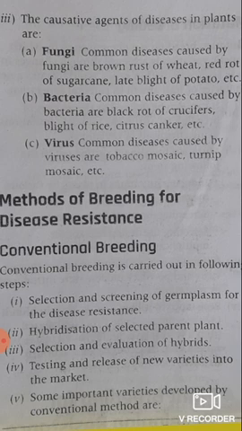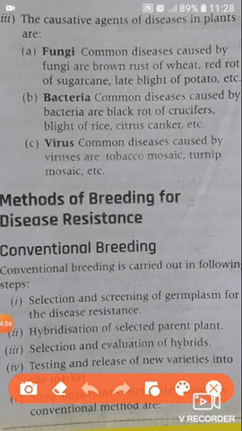Next is virus. You may have seen tobacco mosaic and turnip mosaic. These are different viruses which can affect the leaves of these plants, means they can affect these plants directly. That's why they can destroy our plants. So we also have to think about how they can be managed.